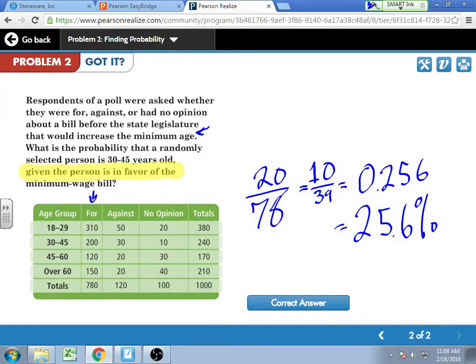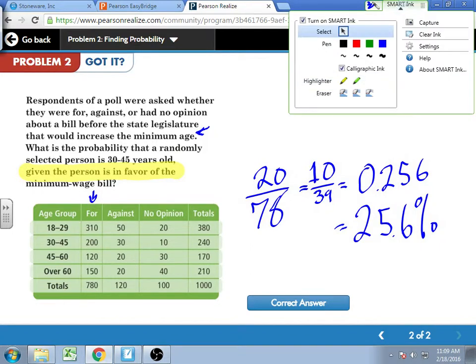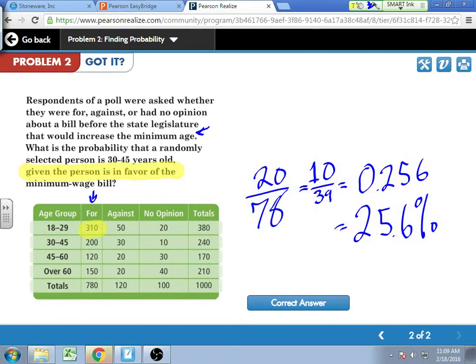Why do you think the majority of the responders are in the 18 to 29 age group? Because it affects them more since they're younger. That group of people is the largest affected population from minimum wage.